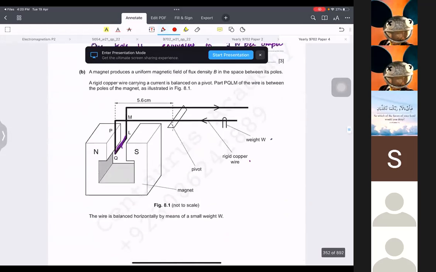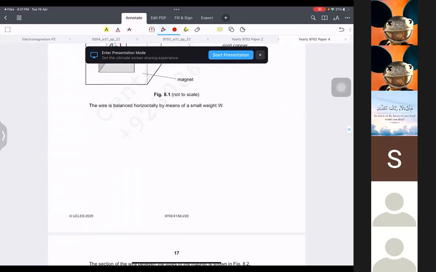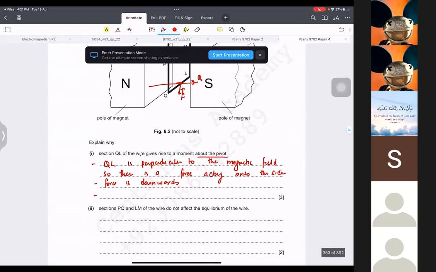Where is the pivot, by the way? Is there a pivot this way? Okay, yes, it will be pulled and this is the pivot. Fine. And there is a perpendicular distance between the force and the pivot. So that's what you should write.